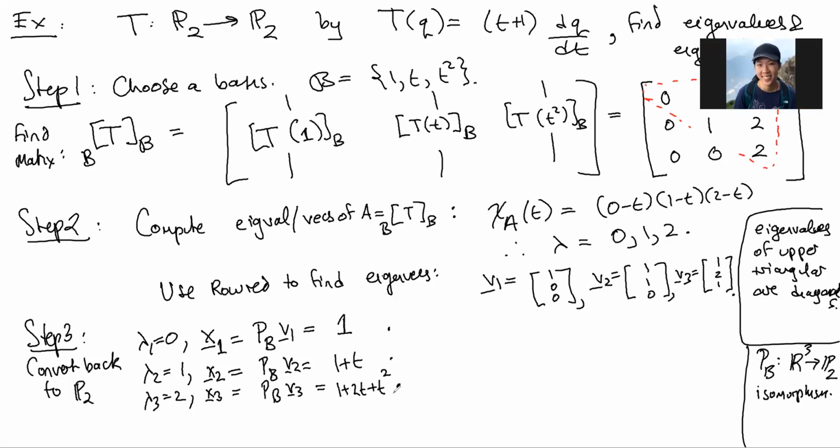So P_B is not strictly a matrix. It's not a matrix at all. It's a linear transformation between R3 and P2. This is just a fancy way of saying you can turn everything into a matrix and do everything with the matrices. Now, there's one interesting thing here, which is the matrix that I get, A, actually does depend on the choice of basis.